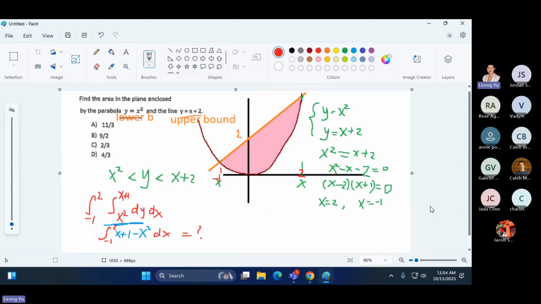You can still finish the last integration: from -1 to 2, integrate x plus 2 minus x squared. Let me know what your answer is once you're done.